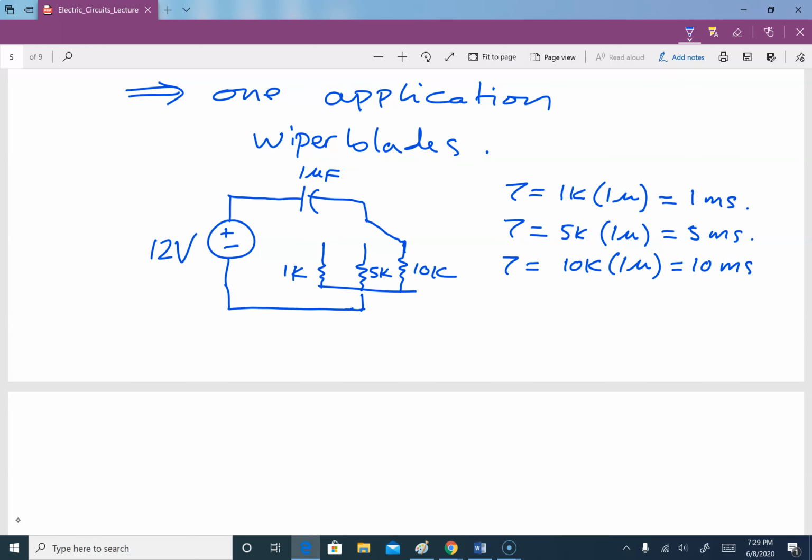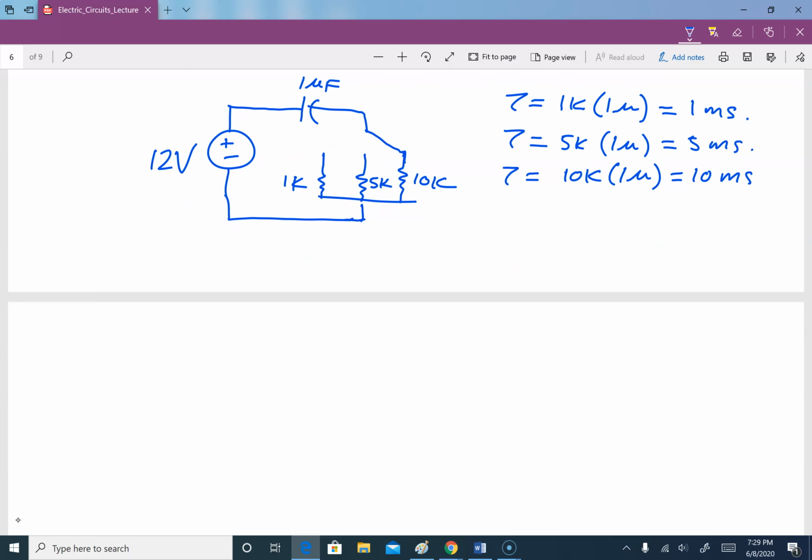And this is where you have, for example, the knob in your car for the wiper blade. Let's say that if you have it at this speed or this speed or this speed, it will give you different speeds. That is based on this circuit and this time constant. So the lower the value of tau is, the faster the blades will go. Clear? That is one application.